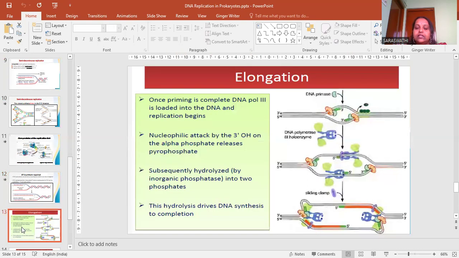lagging strand. Next, in case of elongation, it will continue the synthesis of the lagging strand and leading strand. It will extend by adding the nucleotides, and this will continue till the termination sequences. Okay.